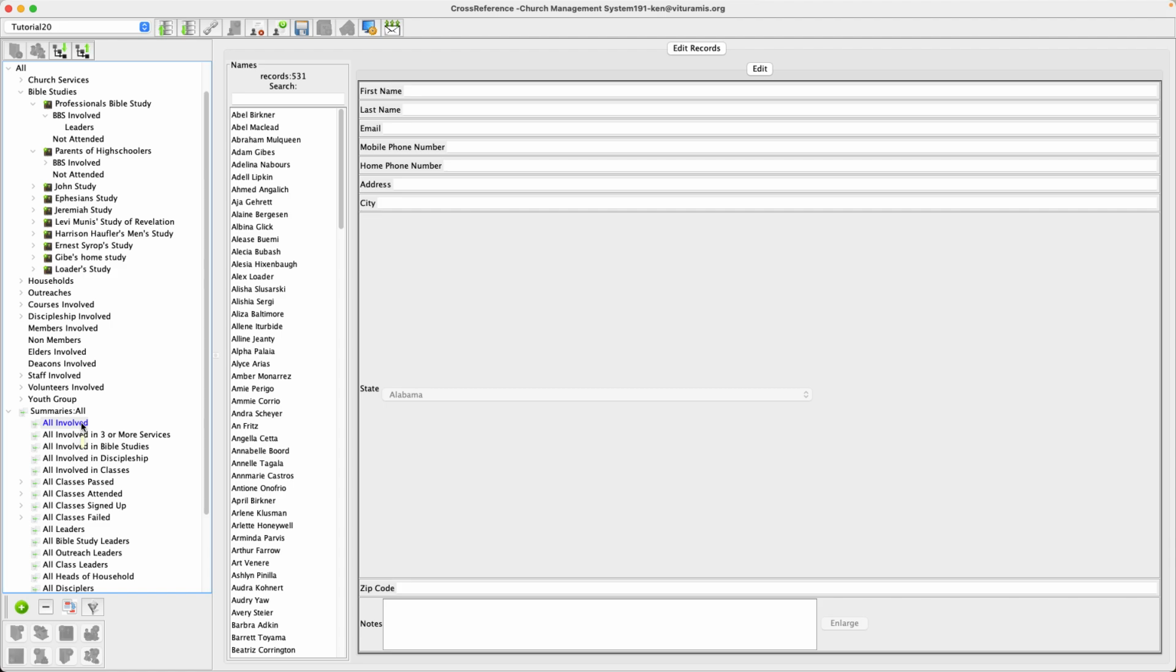So you can see summaries are extremely powerful, and they can give you very, very strong information in a very short amount of time. And then when you use summaries in combination with queries, you get extremely powerful information.